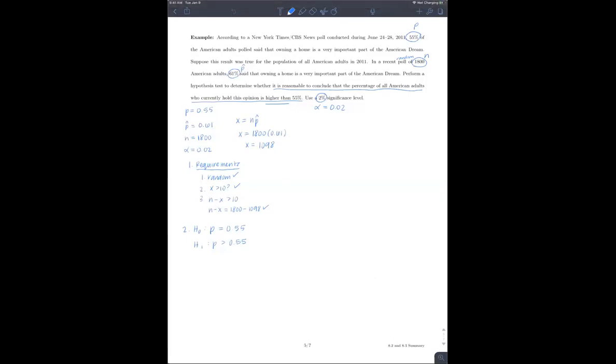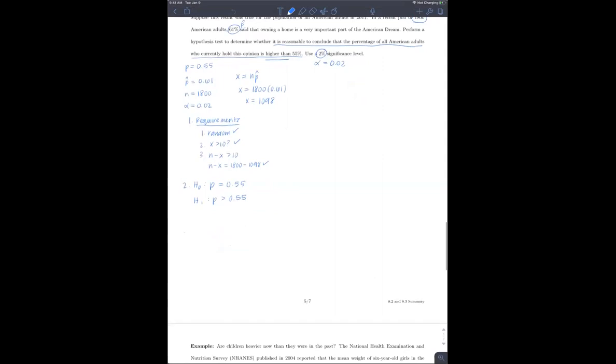Okay, so yeah, we're testing P. We want to see if it's greater than 55%, right? And so we left off on the null and alternative hypotheses. P is equal to 55% or it's greater than it. And so the next thing we have to do after we list our null and alternative hypotheses is we kind of have to pick a method.